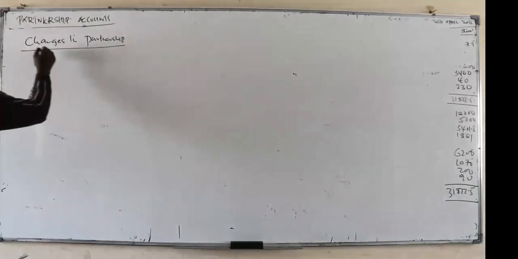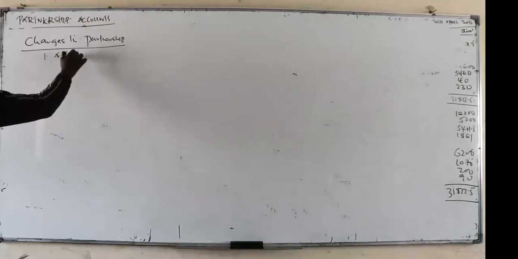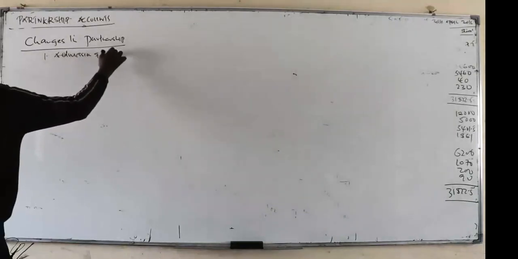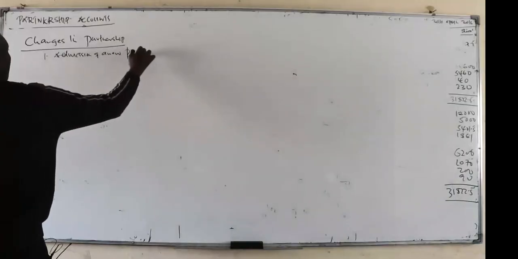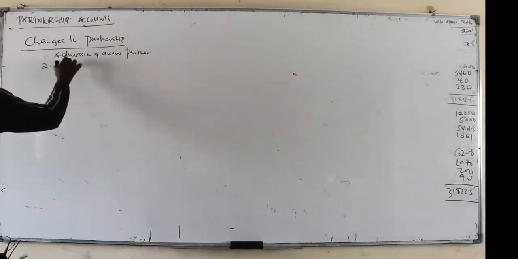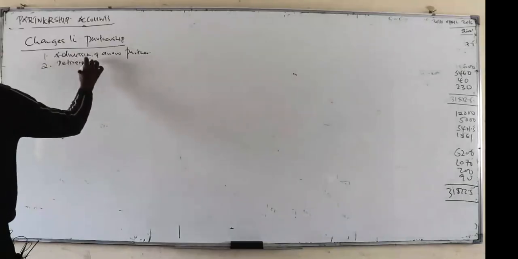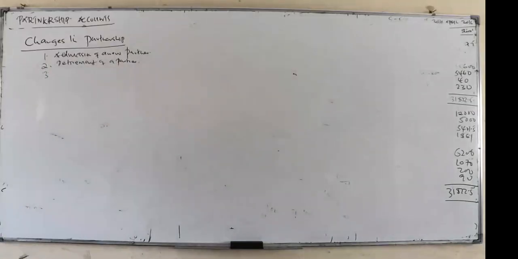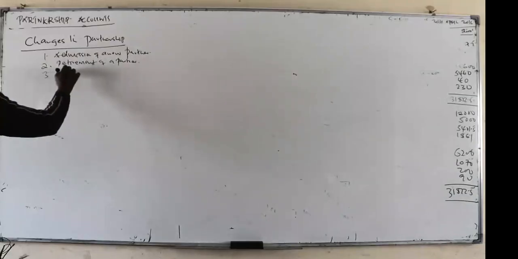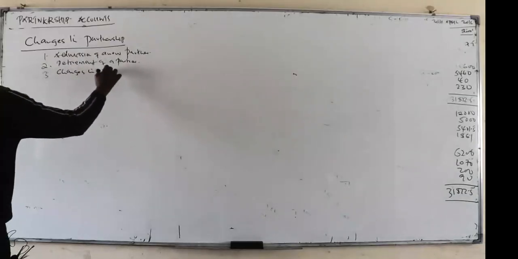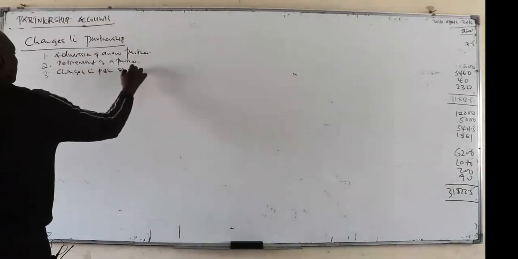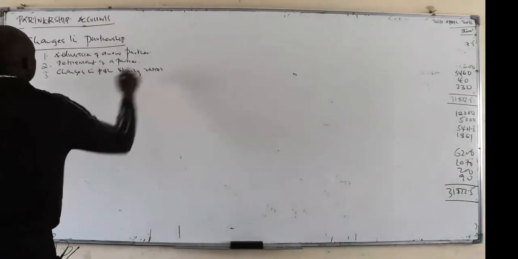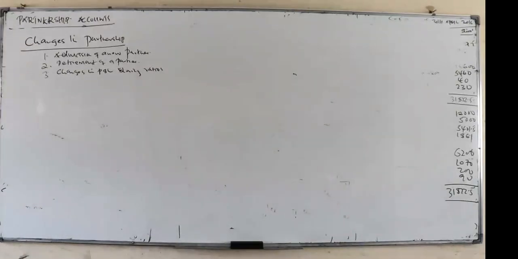Number one, admission of a new partner. Two, retirement of a partner. And three, changes in profit and loss sharing ratios.